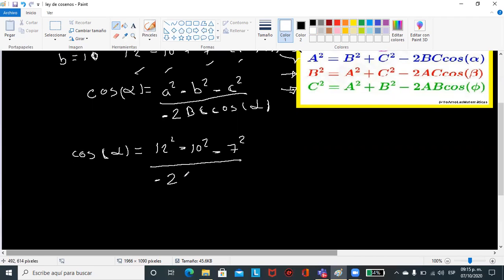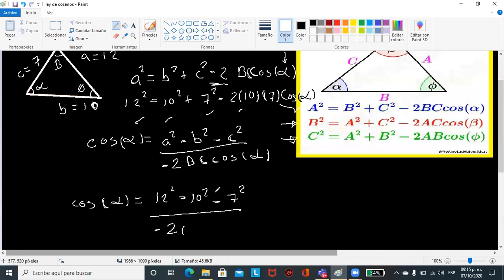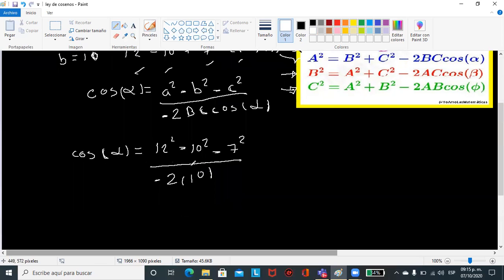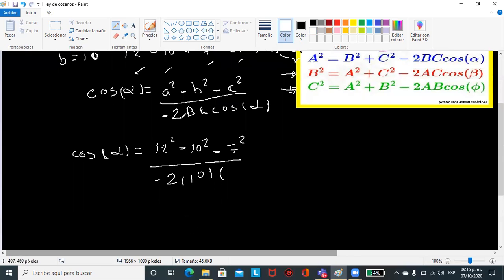B, which is 10, times C, which is 7. Okay, so now we solve this.